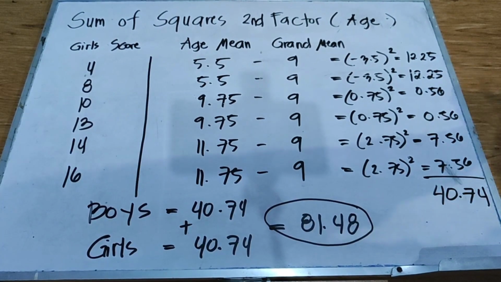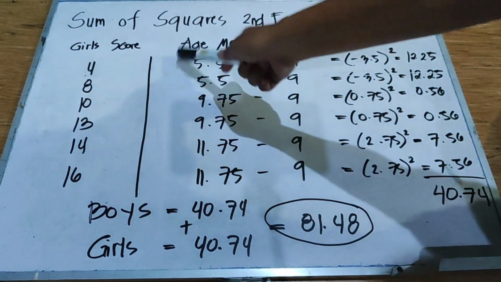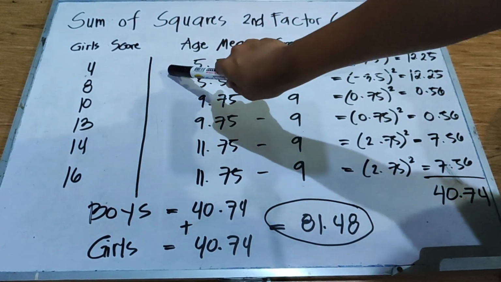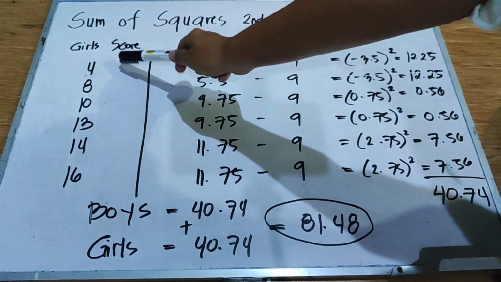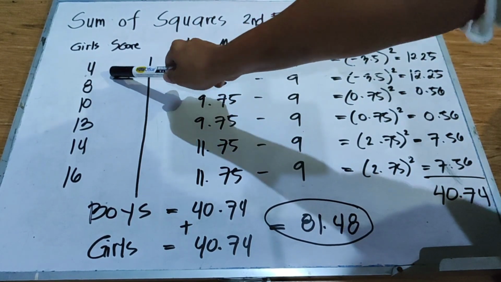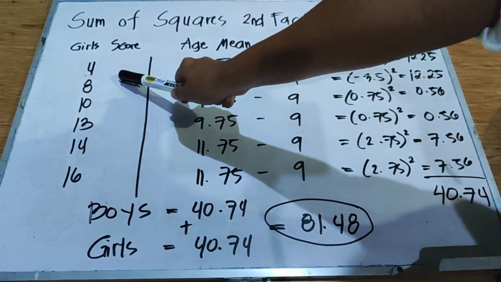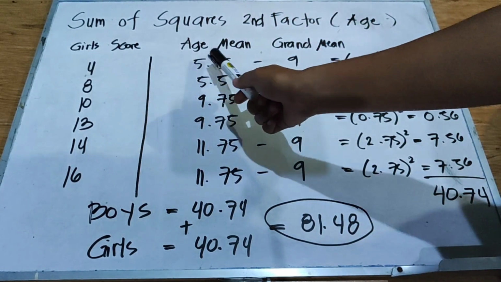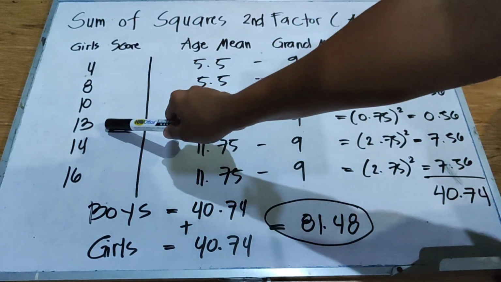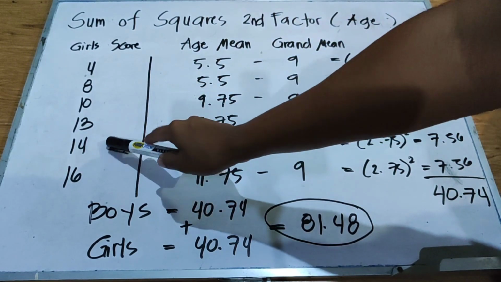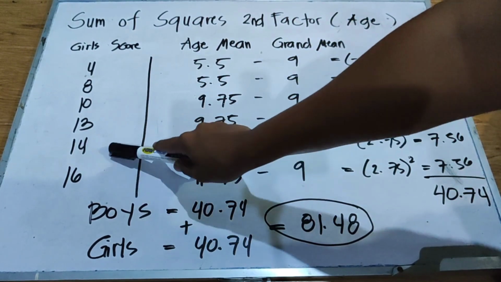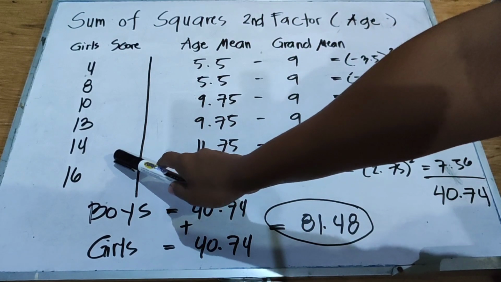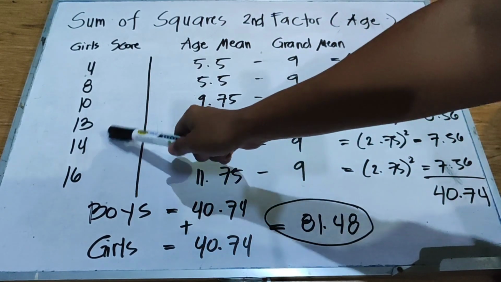So, since we have the boys, let's move on to the girls. This score is under 10 years old. So, this is the age mean, which is 5.5. Then for these 10 to 13 under 11 years old, and 14 or 16, they are under the age of 12. So, these are the scores.